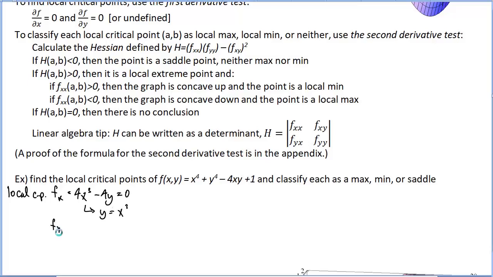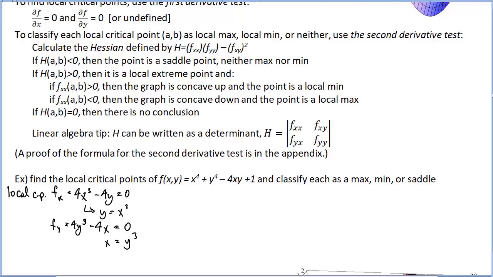And then we also have fy. And that is 4y cubed minus 4x, and that must be 0. And now we can most easily solve for x, and that gives us x equals y cubed.